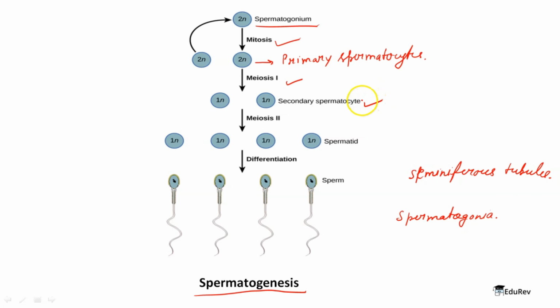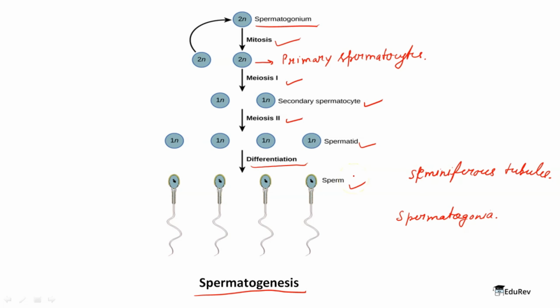Now these secondary spermatocytes undergo meiosis 2 and form spermatids, right? These spermatids do not have flagellated tails and heads. These are just round cells. So these spermatids undergo structural differentiation and form sperms. This is how gametogenesis in males occurs.